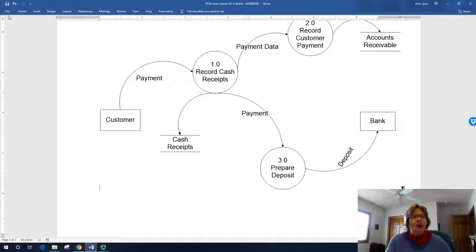This should help you get started with trying to draw your data flow diagram from scratch. And of course, let me know if you have any questions.